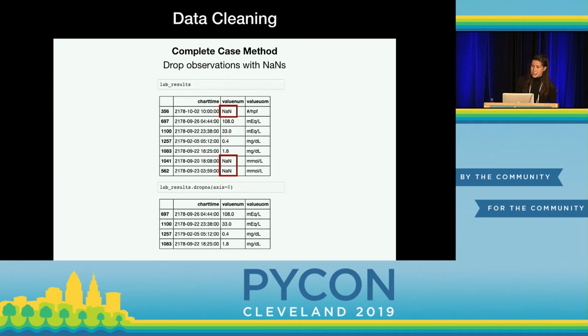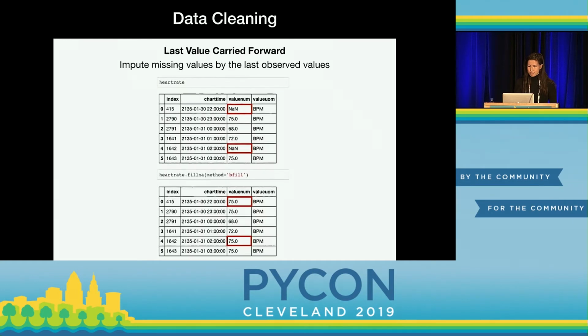One way to deal with data that are missing completely at random is to just drop all observations with a missing value. So you can do this using Pandas' dropna method. If you're dealing with time series data, you can use the approach of last value carried forward, where essentially you're backfilling missing values with the last observed values. Pandas also has a method for this, and it's called fillna.